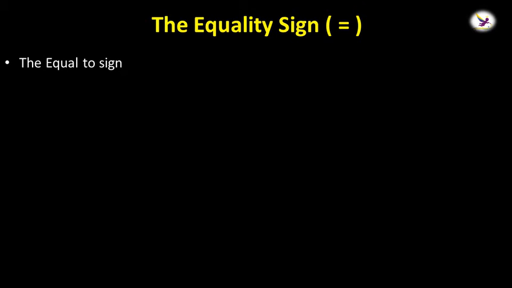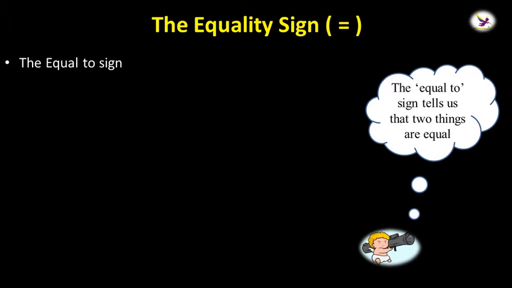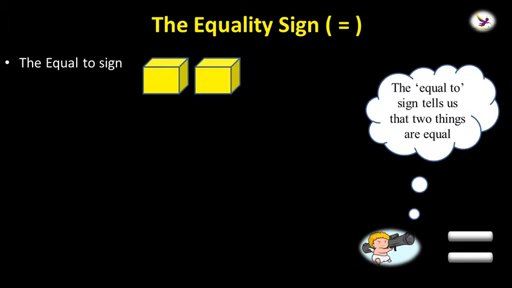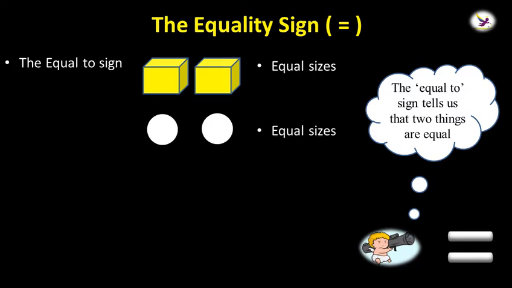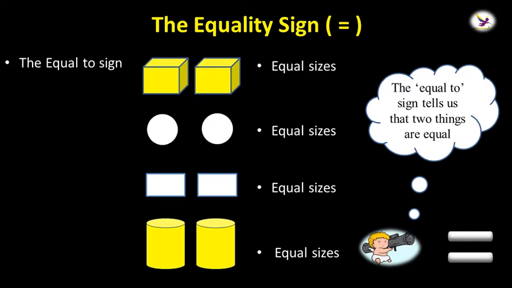The equality sign, or equal to sign. The equal to sign tells us that two things are equal. For example, the two boxes above have the same sizes, the two circles have equal sizes, the two rectangles have equal sizes, and the two cylinders have equal sizes of volume.